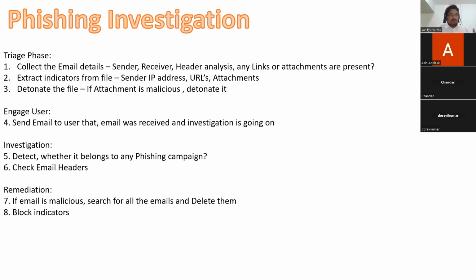Let us understand. In the triaging phase, what the analysts have to do is collect the email details like sender and receiver, and also do the email header analysis. If there are any links, we have to identify the URL risk score. And if any attachment is present, we have to identify whether the attachment is suspicious or not, or do sandboxing analysis on that particular attachment.